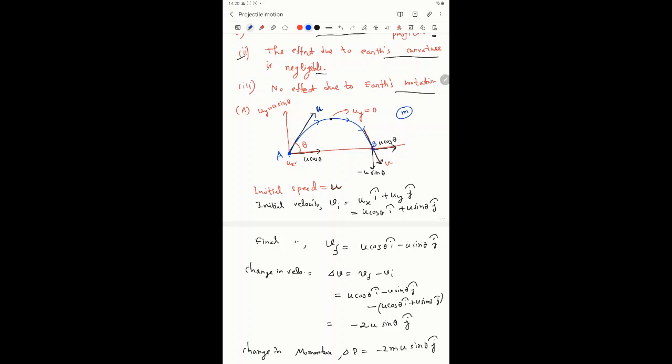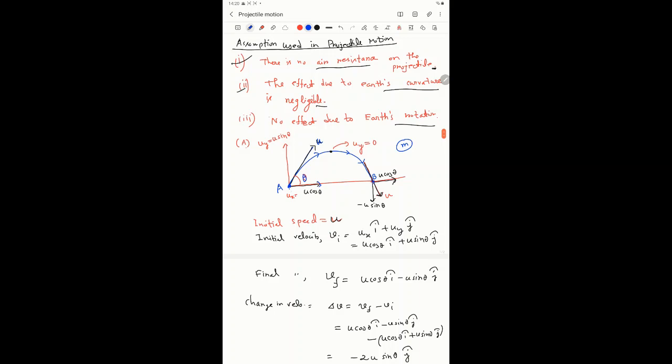So this velocity u, the initial speed u, will have two components. In the horizontal direction, it is making an angle theta with the horizontal axis. So it will have mainly two components perpendicular to each other. One is the x component, which is u cos theta, and the other is the perpendicular component, the y component, that is u sin theta.